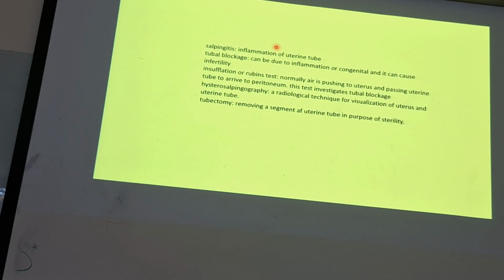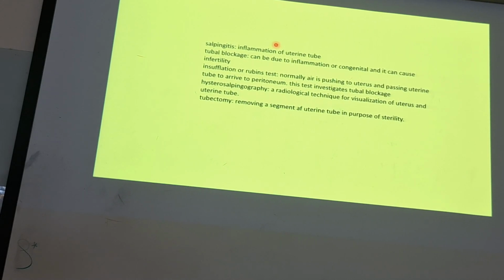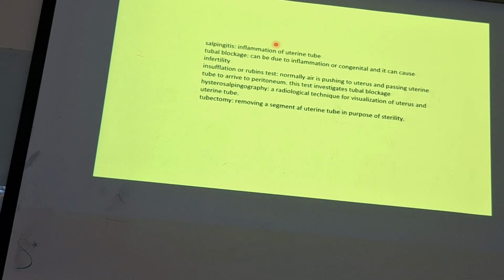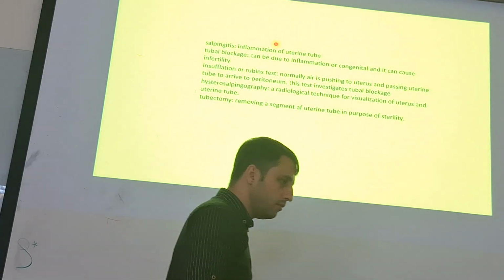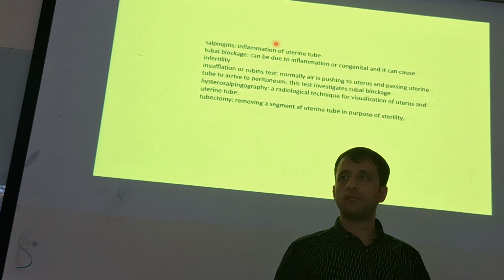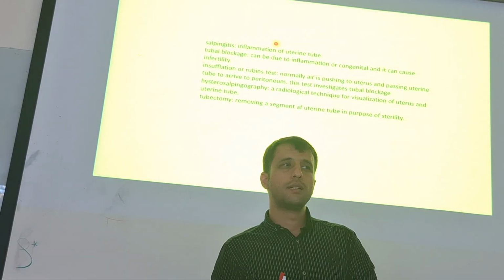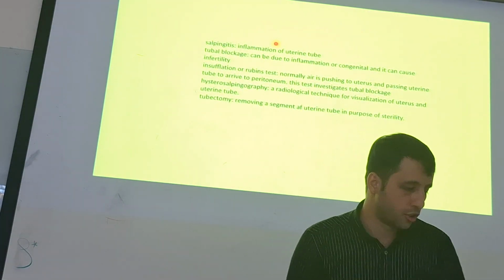Okay? Another test is hysterosalpingography. In hysterosalpingography, you insert a dye in the vagina and in the uterus, and this dye spreads in all this area. After a scan, you can see that the oviduct is blocked or is open. What is tubectomy? Cutting and removing. Why do you do tubectomy? For sterilization.